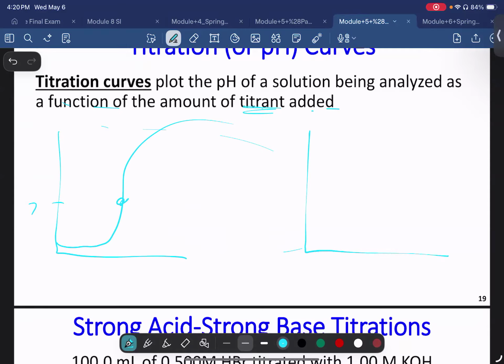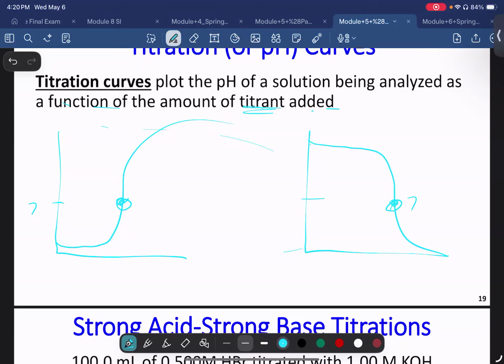Over here, we're going to have a strong base, strong acid titration. And again, the pH is also 7. And that's because the conjugates at these equivalence points are conjugates of super strong acids and bases. So that's why these pHs are 7.